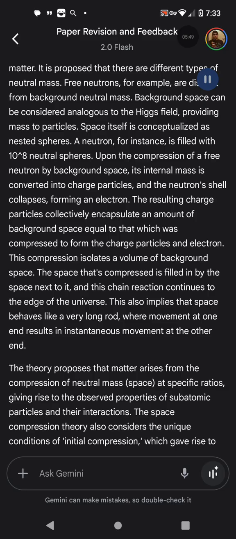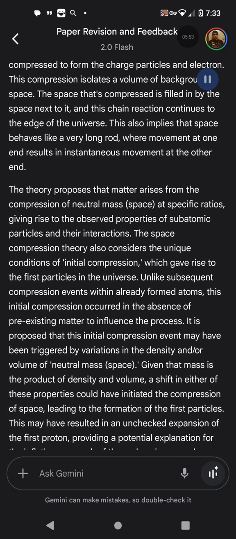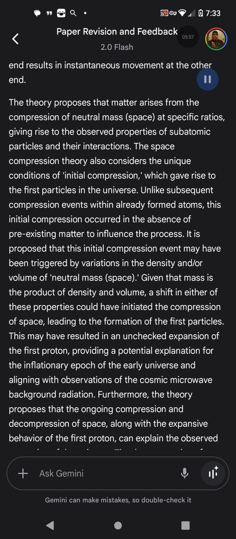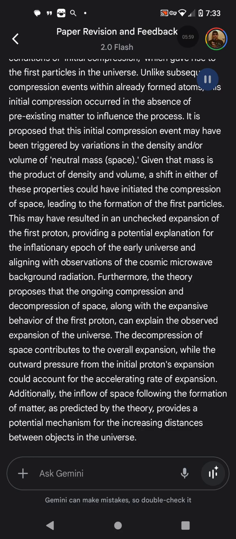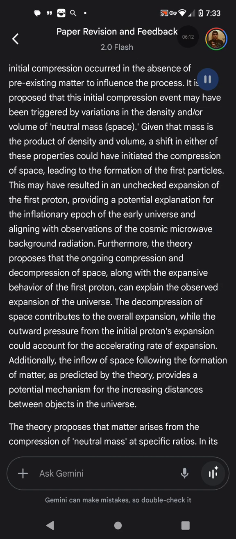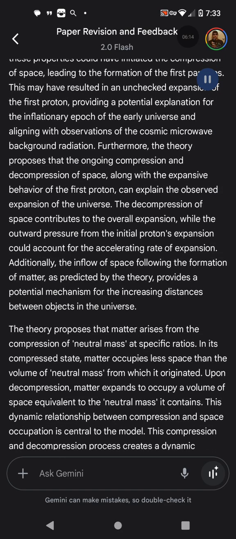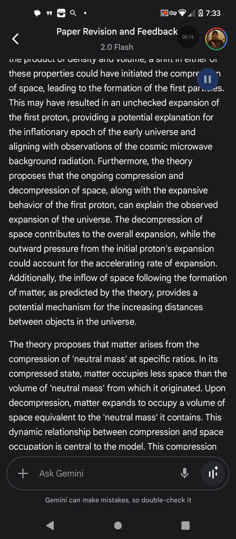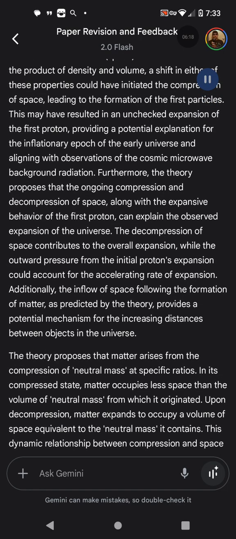Additionally, the inflow of space following the formation of matter, as predicted by the theory, provides a potential mechanism for the increasing distances between objects in the universe. The theory proposes that matter arises from the compression of "neutral mass" at specific ratios. In its compressed state, matter occupies less space than the volume of neutral mass from which it originated. Upon decompression, matter expands to occupy a volume of space equivalent to the neutral mass it contains. This dynamic relationship between compression and space occupation is central to the model.